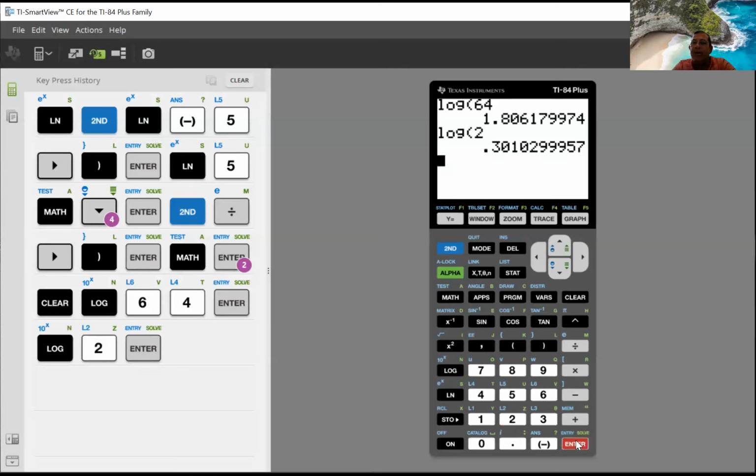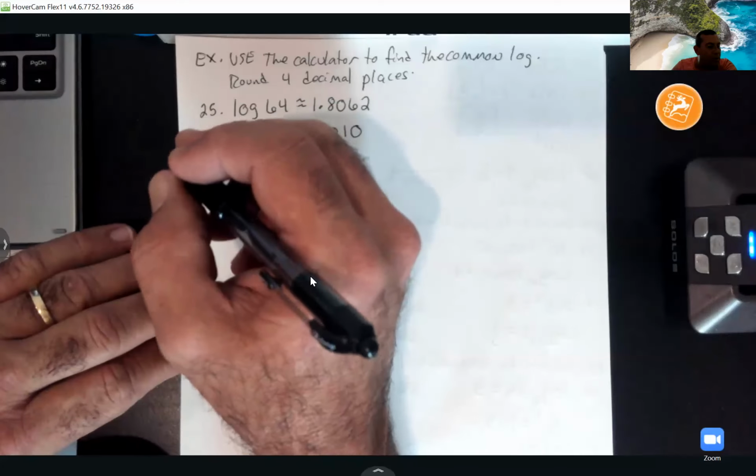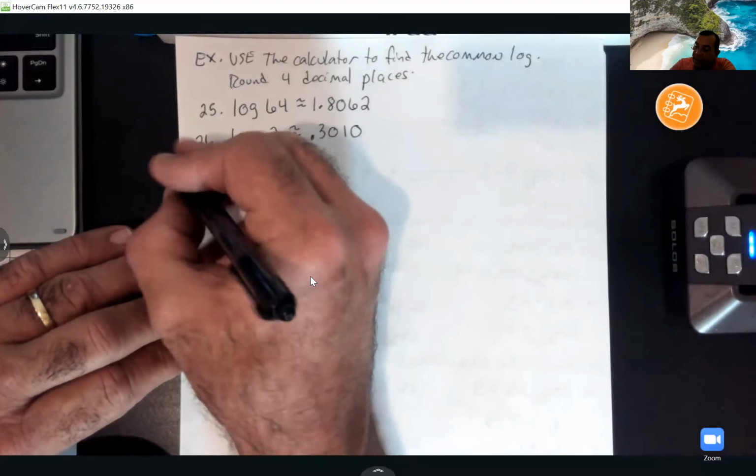So the log of 2 gives me 0.301. So the 4th number is a 0, but it's got a 2 after it. So we're going to keep that 0.3010. All righty then, one more of those, and then they go to the ln stuff.